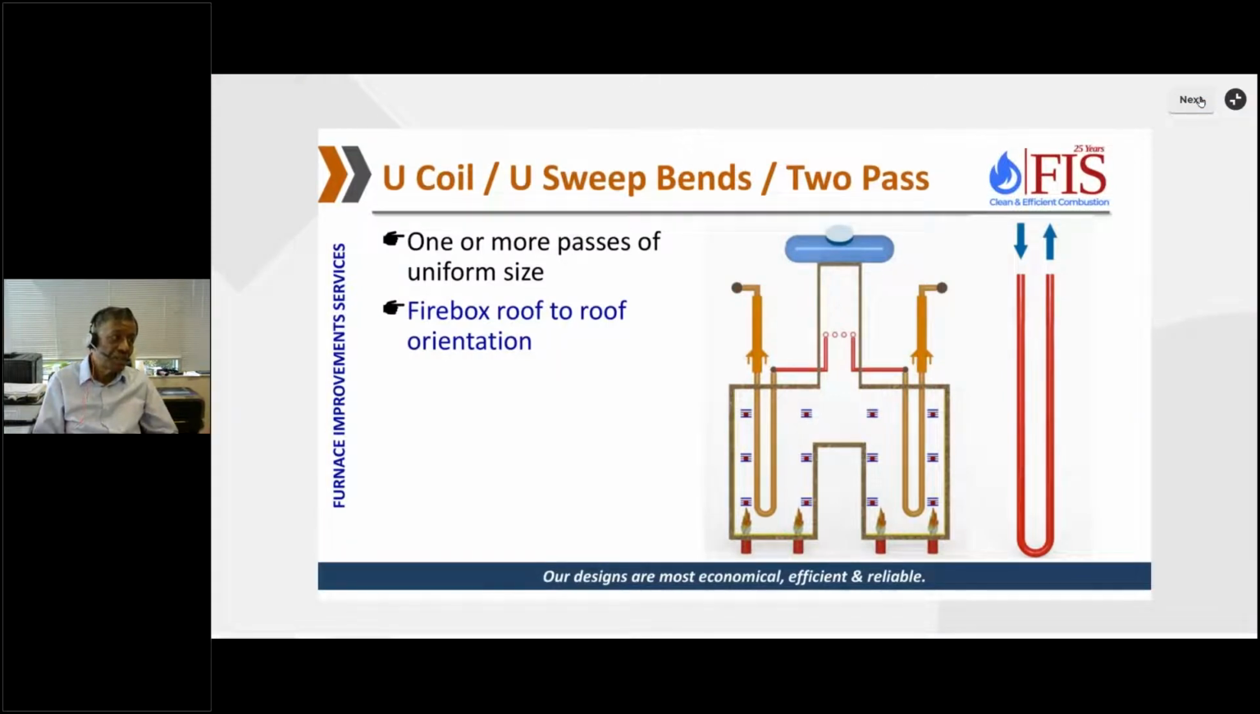The next one is a very convenient, typical one, which is basically a U-Coil, and that can have 2 passes, as we are saying, or maybe 4 passes or 6 passes. That's basically the design of the coil over here. You will see the box remains the same. The box is not changing.